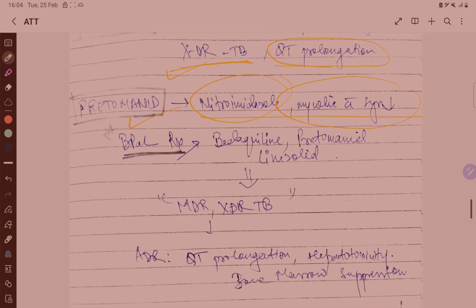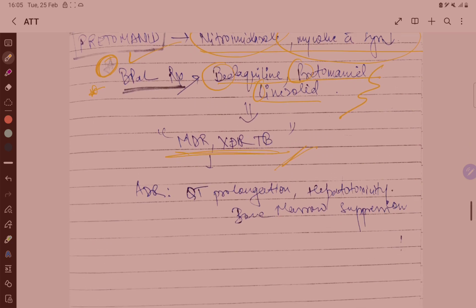Now this is a very important question: the BPAL regimen. What is this BPAL regimen? The BPAL regimen is used for MDR and XDR TB, and it consists of bedaquiline, pretomanid and linezolid. That is BPAL. The ADRs are QT prolongation, hepatotoxicity, and bone marrow suppression.